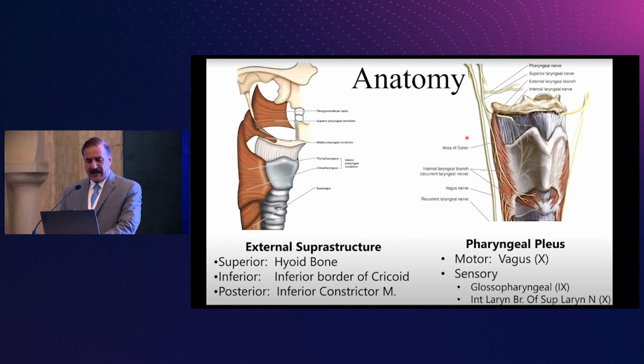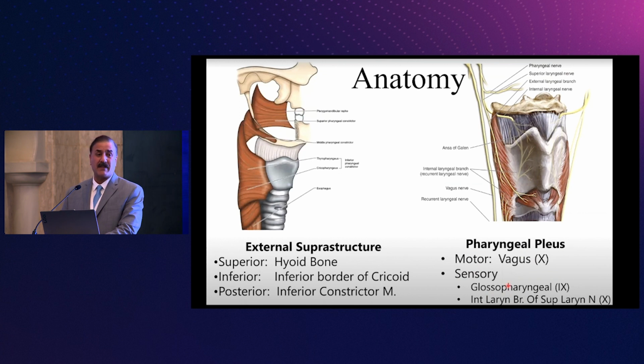So just going again a little bit over the anatomy of the hypopharynx. If you look at the external superstructure of the hypopharynx, it extends from the hyoid bone all the way down to the inferior aspect of the cricoid cartilage. And posteriorly, it is the inferior constrictor muscle that forms the posterior wall of the hypopharynx. And if you look at the neurovascular bundle, you will have the vagus nerve and you have the glossopharyngeal nerve.